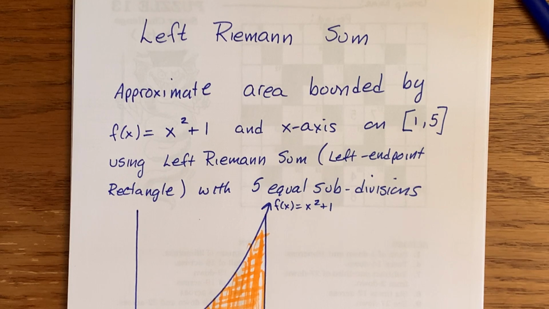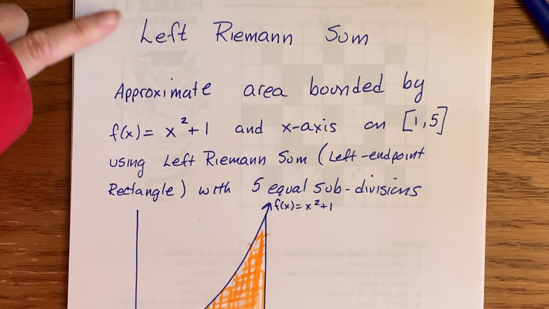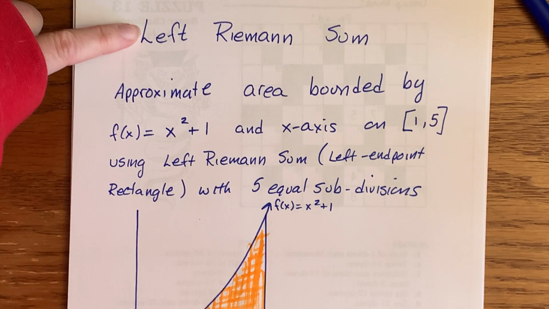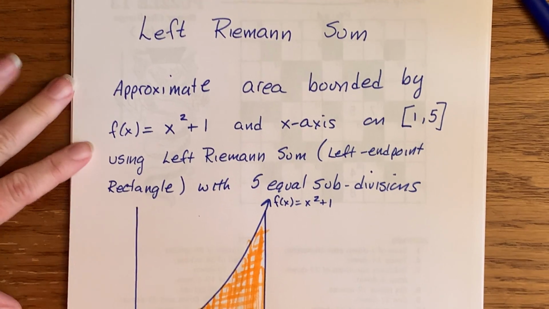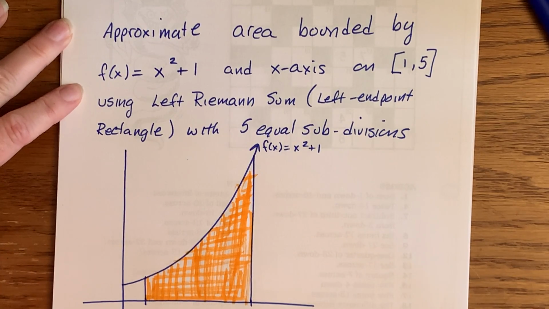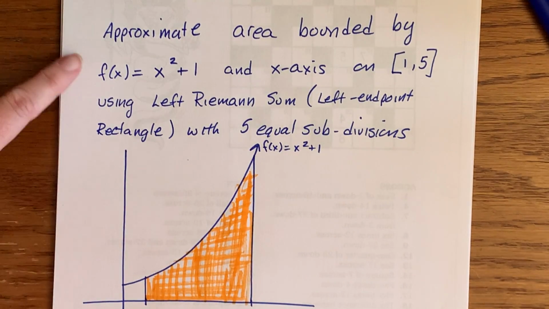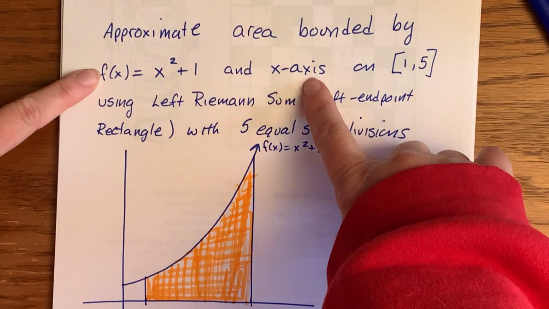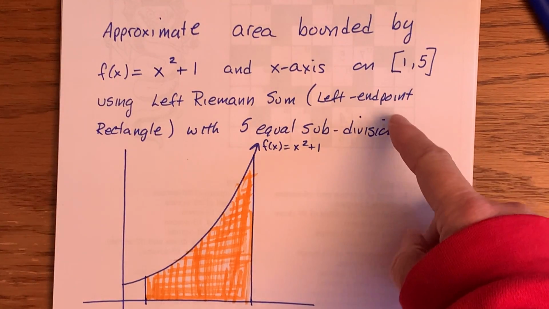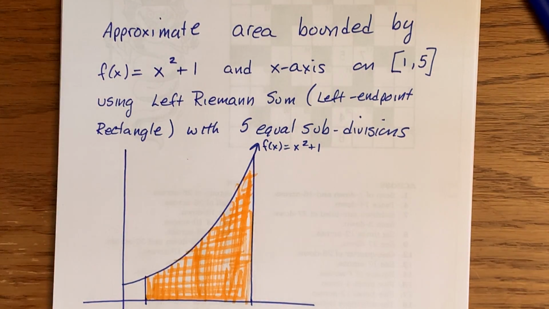It is a fine day for mathematics, and we're going to be looking today at the process of approximating the area under the curve using a left Riemann sum. That will be stated in the problem as the technique you're using. Here's what you're going to be given: approximate the area bounded by the curve f of x and the x-axis on this interval, using a left Riemann sum, that is left endpoint rectangles with 5 equal subdivisions.